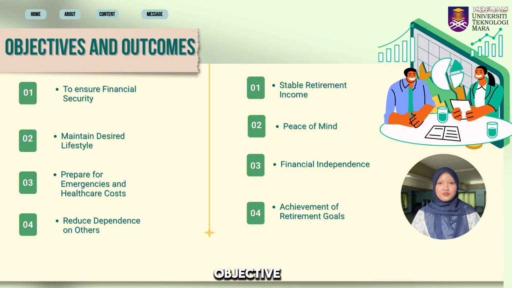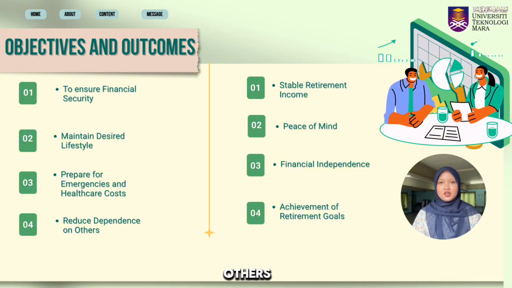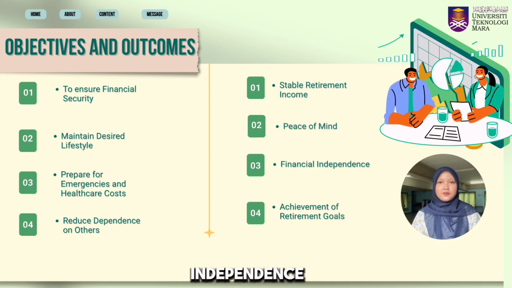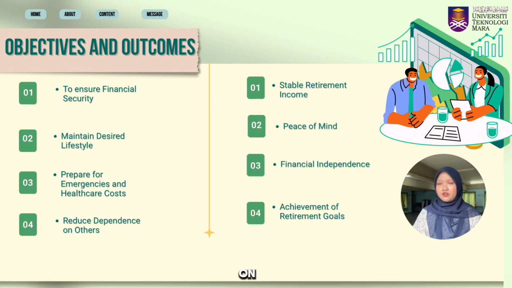The final objective is to reduce dependence on others. Good retirement planning allows individuals to be financially self-sufficient instead of relying on their children, relatives, or government assistance. This helps preserve independence and reduce the financial burden on family members.